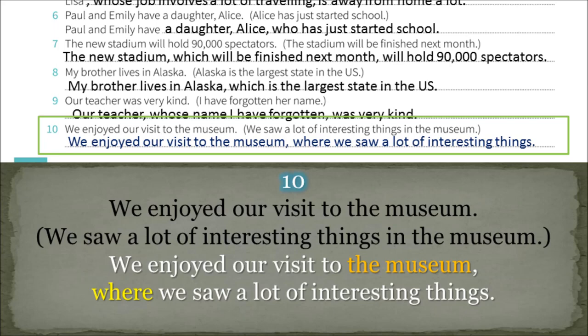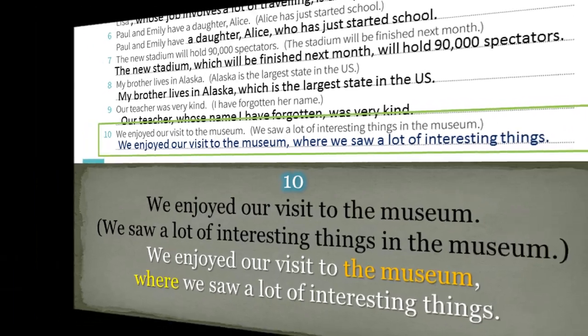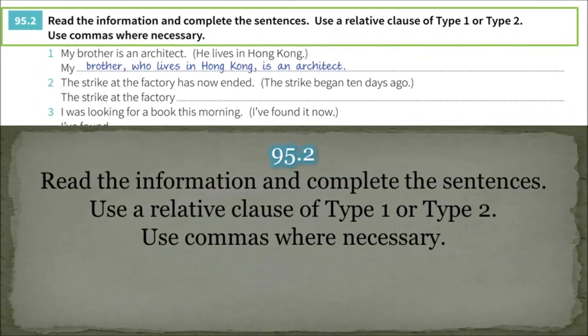We enjoyed our visit to the museum. We saw a lot of interesting things in the museum. We enjoyed our visit to the museum, where we saw a lot of interesting things. Exercise 95.2. Read the information and complete the sentences. Use a relative clause of type 1, or type 2. Use commas where necessary.